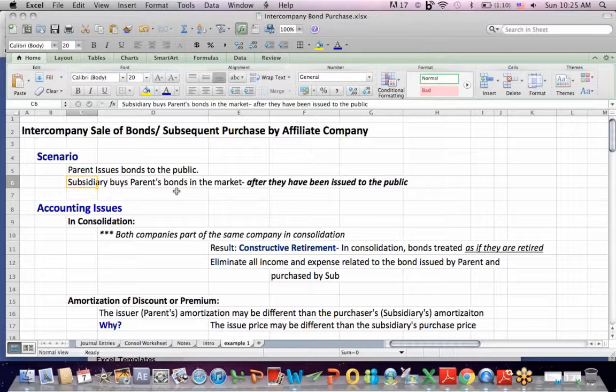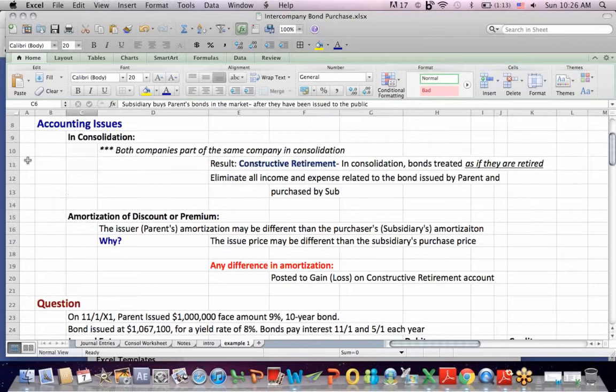A subsidiary company buys the parent company's bonds in the marketplace, and I put in italics here, after they're issued to the market. So we're at a point where the bond issued by the parent is already trading in the marketplace, and now a subsidiary buys the bond, just like any other investor might buy the bond. And we've got some issues here.